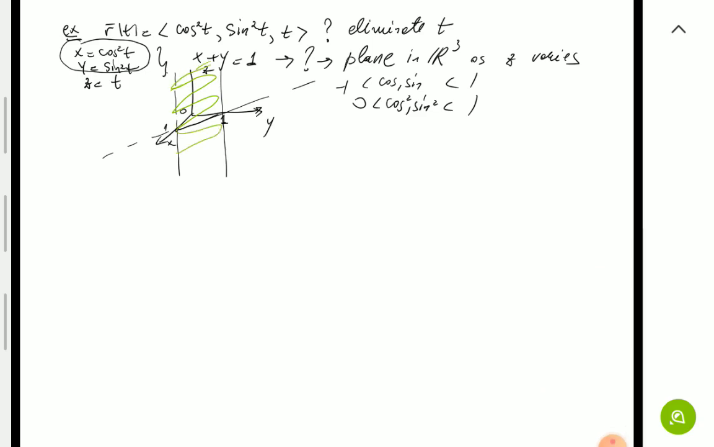Not too good at this. You'll see with Maple much better, right? So periodic motion, x and y vary periodically according to this cosine squared and sine squared, but everything in a single plane, in the plane given by x plus y equals 1.